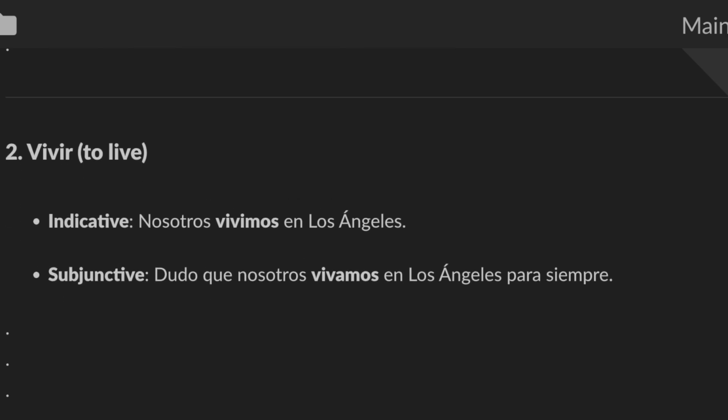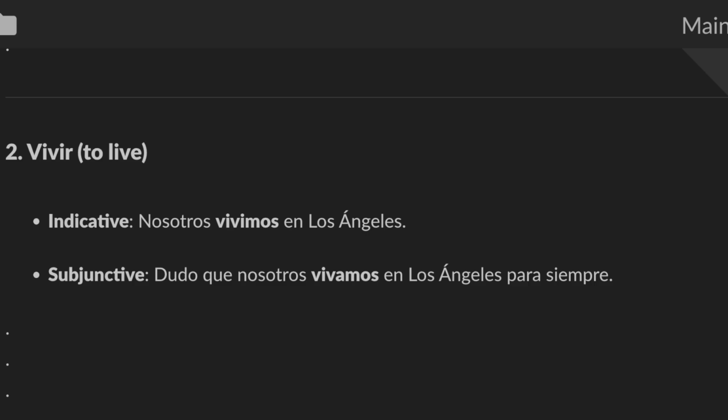The next example is vivir. Go ahead and read this to yourself and justify to yourself why the indicative was used in the first sentence and why the subjunctive conjugation was used in the second sentence. Feel free to revert back to the section where we discuss the context of using the indicative versus the subjunctive. Go ahead, write down your answer, think it through, and then we'll work through it together.